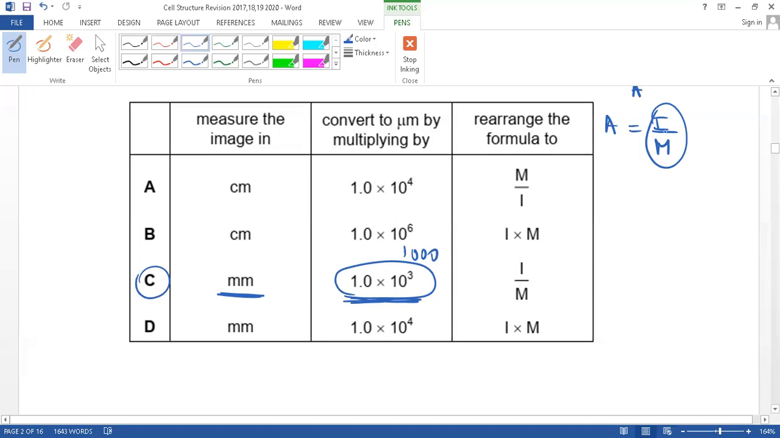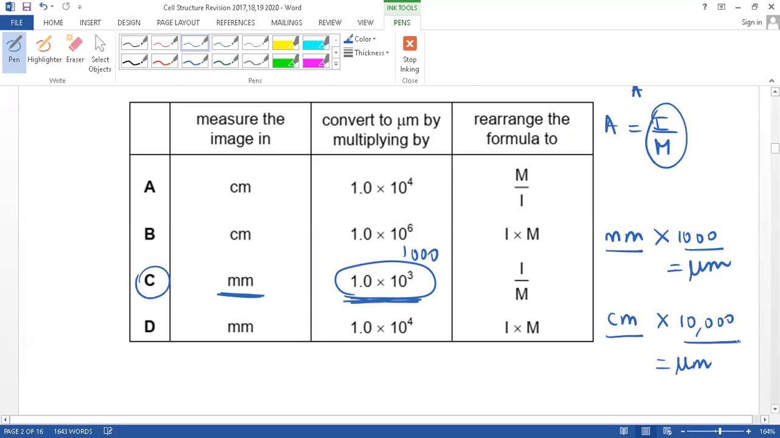Whenever you measure the size of your image in millimeters, you multiply it by 1000 to bring it to micrometers. Whenever you measure the size in centimeters, you multiply it by 10,000 to bring your reading to micrometers. Your formula is the same: A equals I over M. M is given, you measure I, multiply by 1000, and you get the actual size.